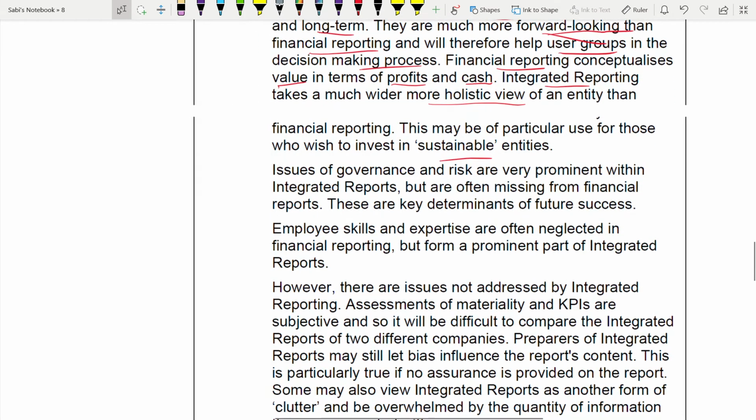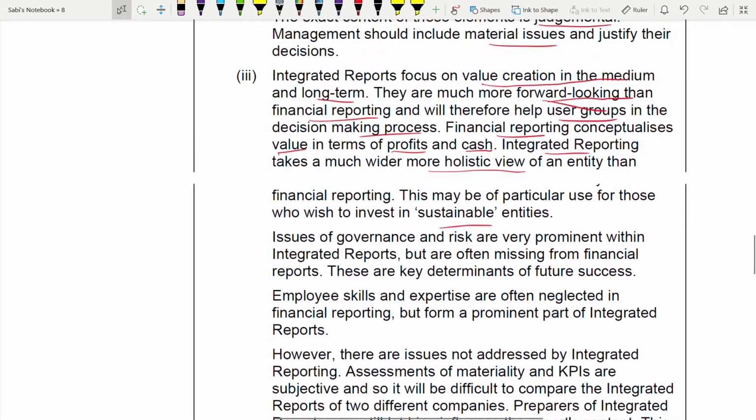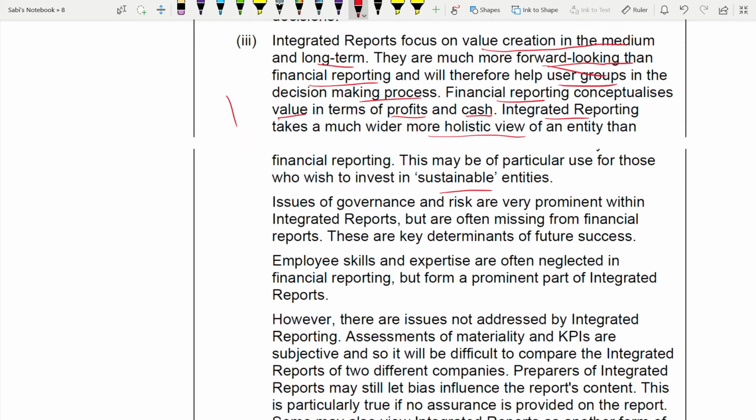Next. So five things you can talk about. This is first, let's say one. Now number 2, a different paragraph you can use. So issues of governance and risk. These are very prominent within integrated reporting, but they are missing from financial reports. You see, integrated reporting is helping here to overcome the limitation of financial reporting.